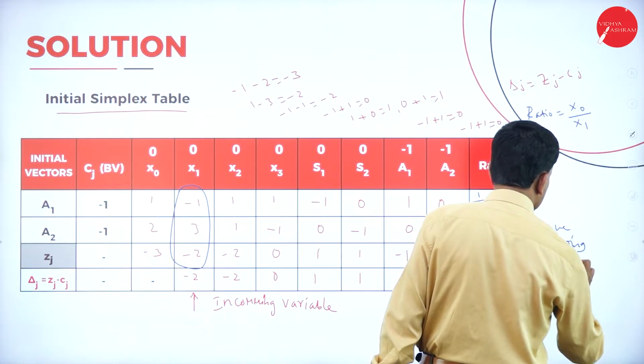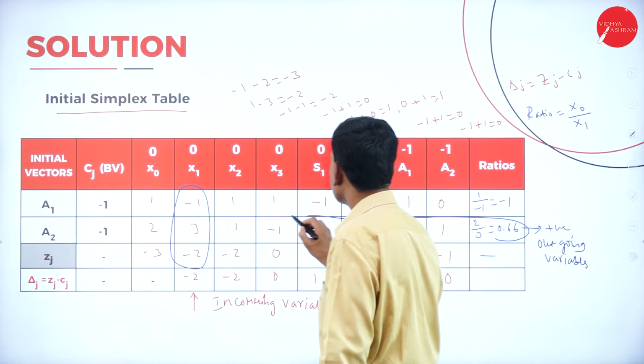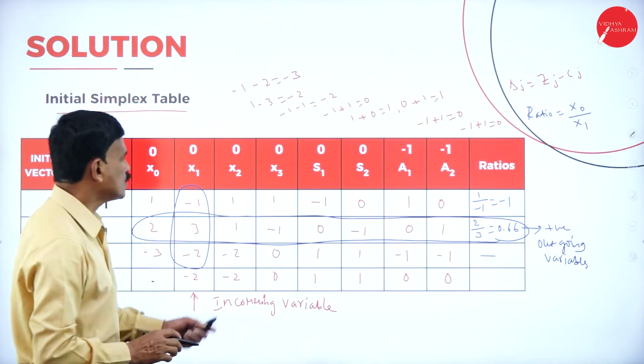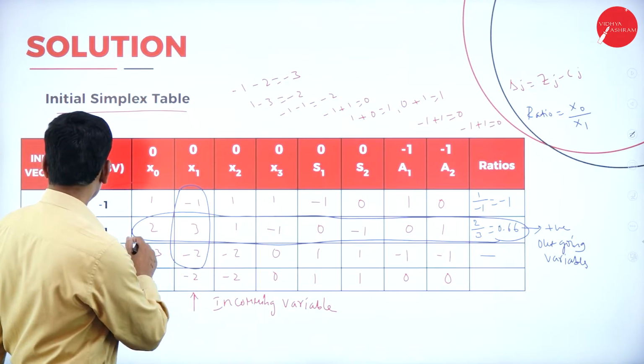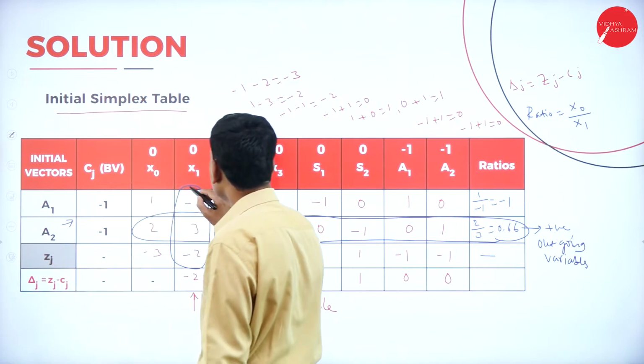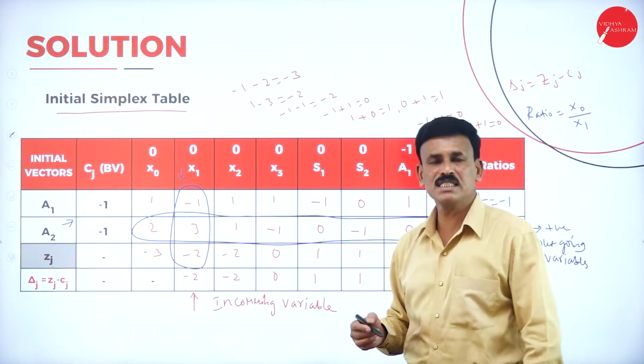Outgoing variables. So these are the outgoing variables. Let us encircle this. So the outgoing variable is A2, whereas X1 is the incoming variable. Okay. Now let us come to the next iteration.